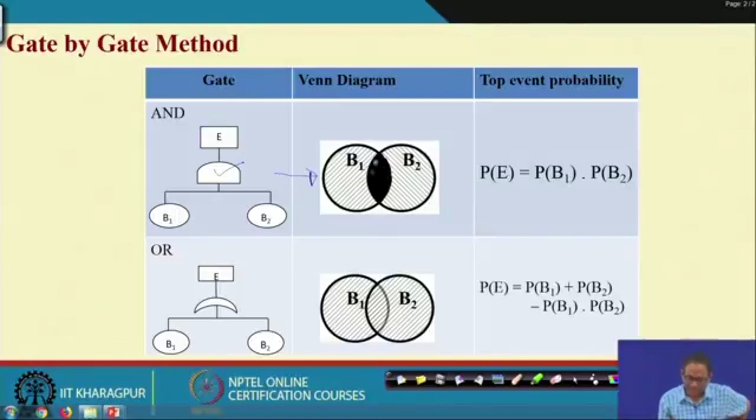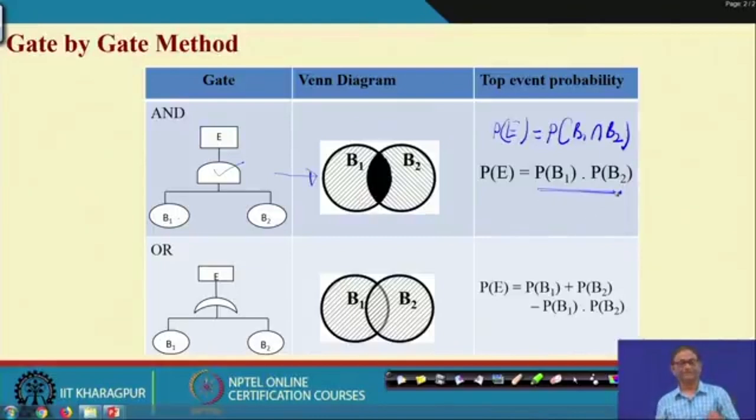So the common portion is basically logically represented by AND gate. So that is why probability of E equals probability of B1 into probability of B2. This is the common portion. So intersection, that is probability of E equals probability of B1 intersection B2. B1 intersection B2 is this overlap portion.